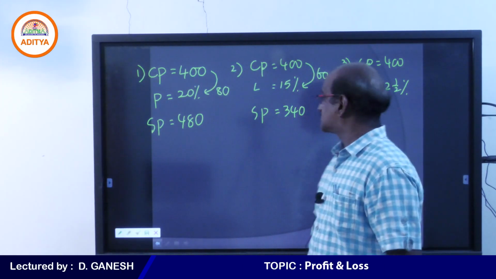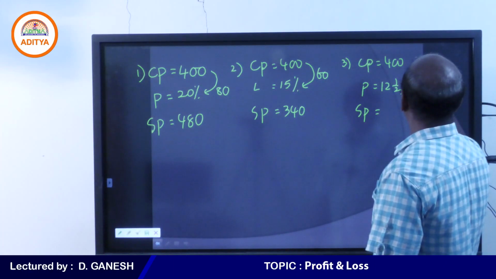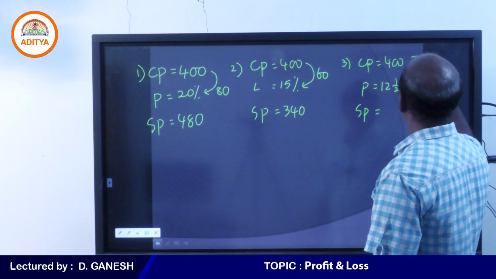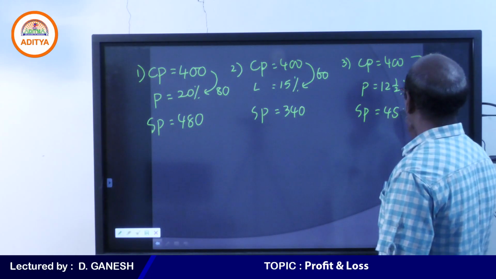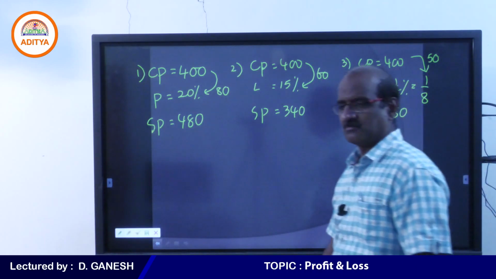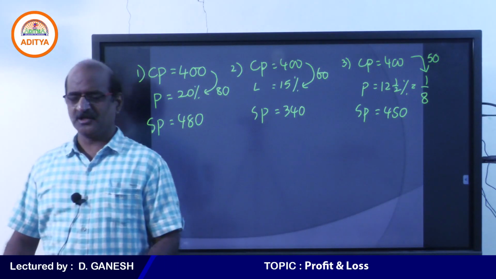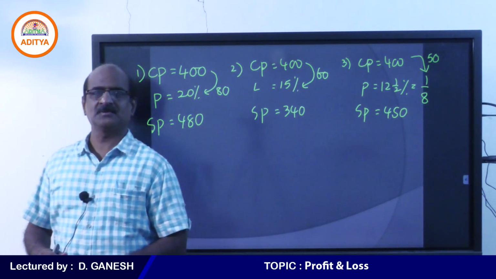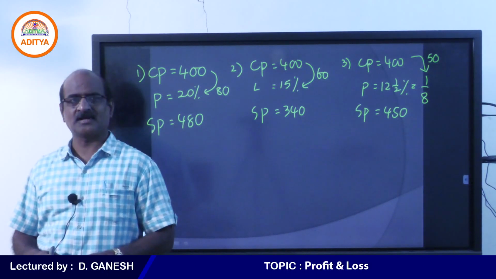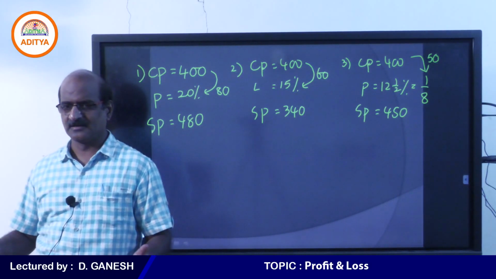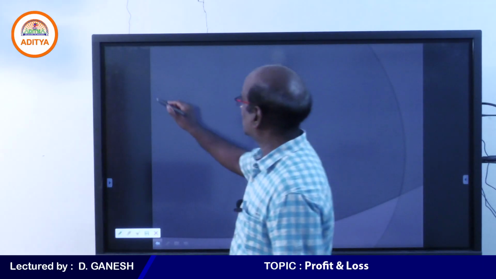Now look at that. Student, 12.5% is nothing but 1 by 8. So 1 by 8 of 400 is 50. When you are looking at a profit of 50 rupees, you must sell it for 450. Student, do you remember 12.5% is nothing but 1 by 8? I think you may still remember that. Once it is clear, you can easily get your answer. I appreciate that.